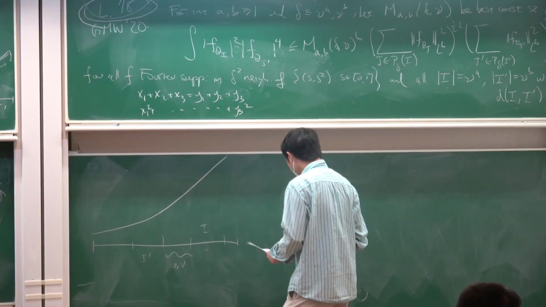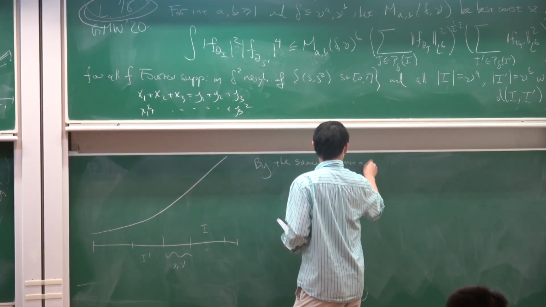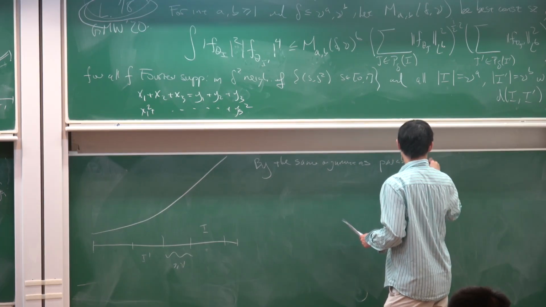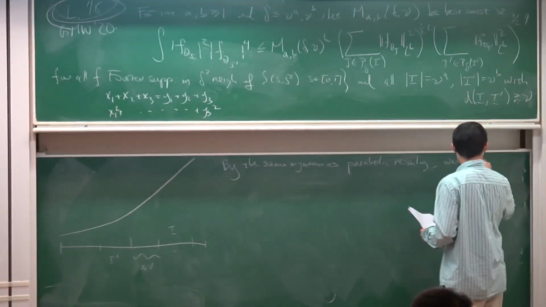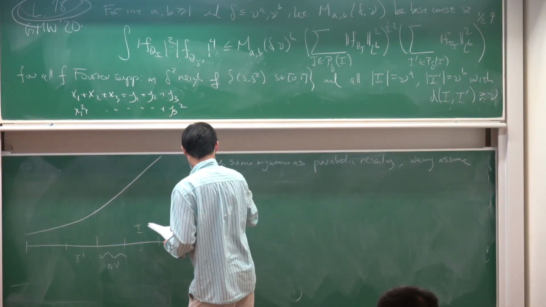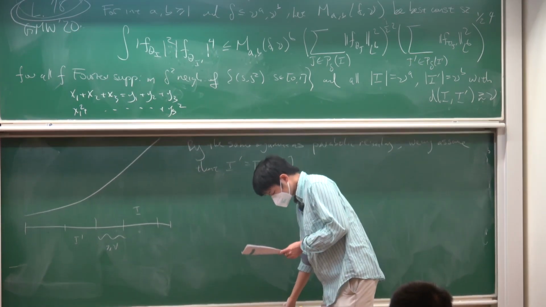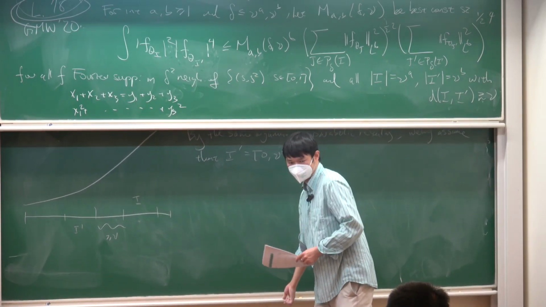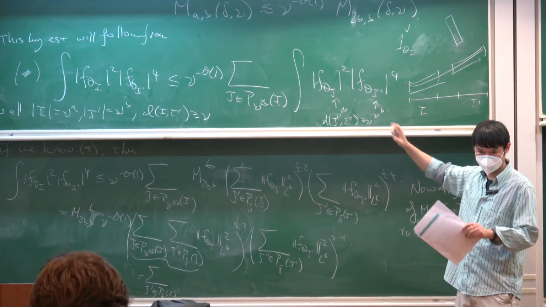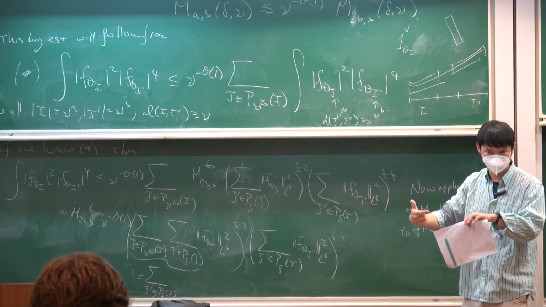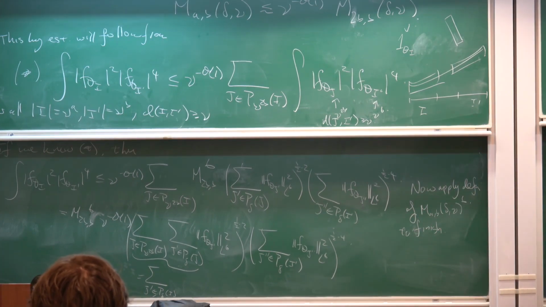Okay, so by the same argument as parabolic rescaling, we may assume that I prime is at the origin. Just do the change of variables. It's purely because I want to prove this estimate for all f whose Fourier transform is supported inside a delta squared neighborhood. Use the fact that this is for all f. And so then you can use the fact that I prime is centered at the origin.